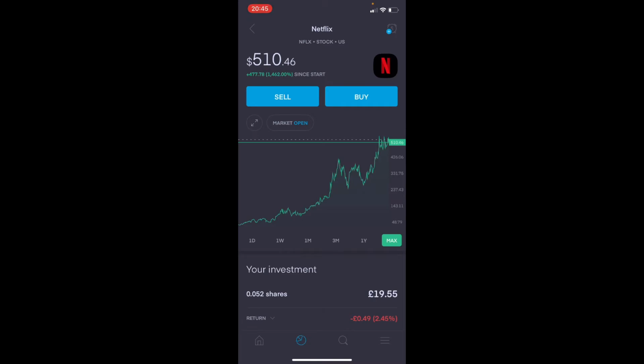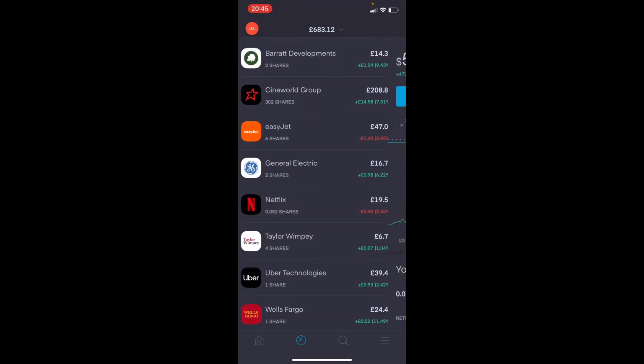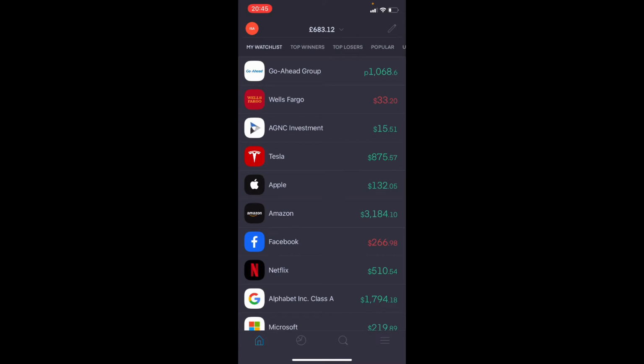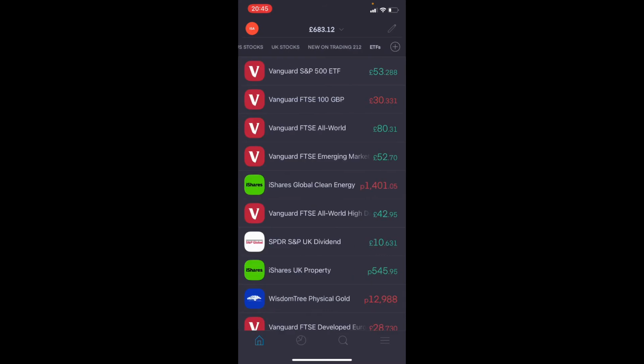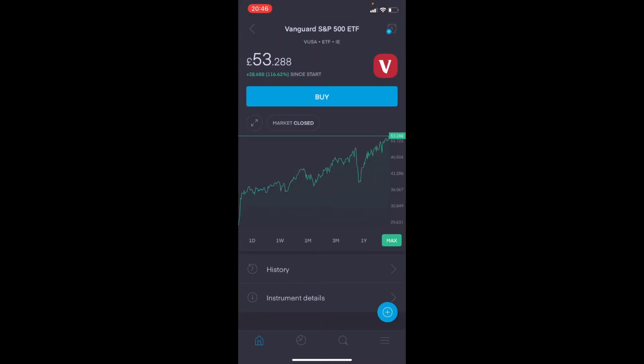There are some companies which you can't buy fractional shares for, and there are also things like ETFs. If you go to the home screen and scroll along the top, you'll see there is a section called ETFs. These are groups of funds, like the S&P 500, the FTSE 100, that sort of thing. They are groups of the 500 or 100 biggest, most profitable companies in the United Kingdom or the USA.